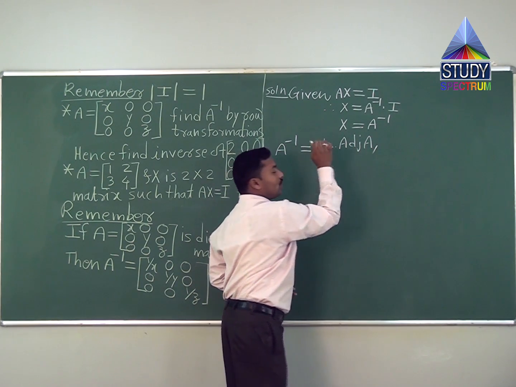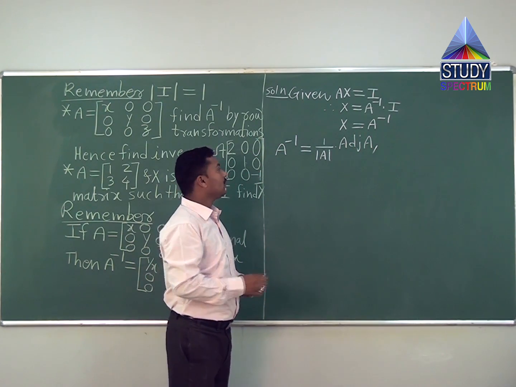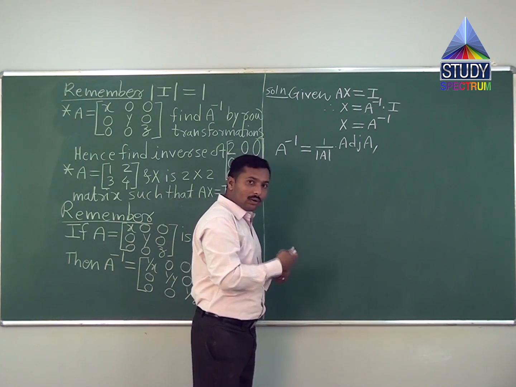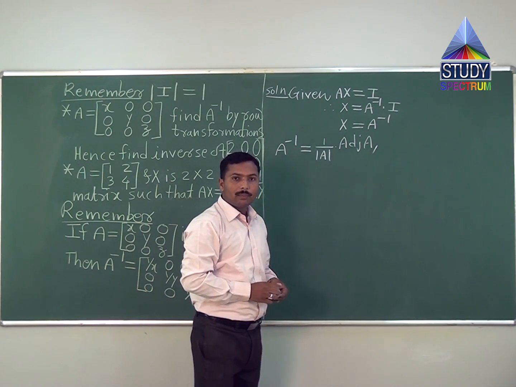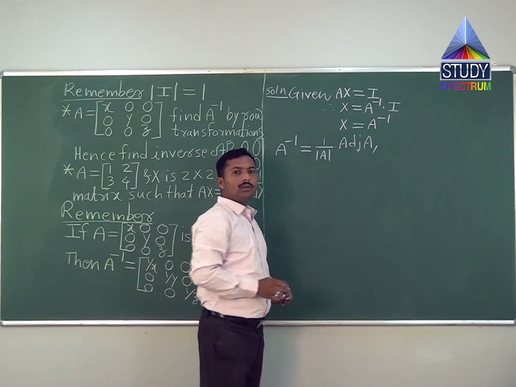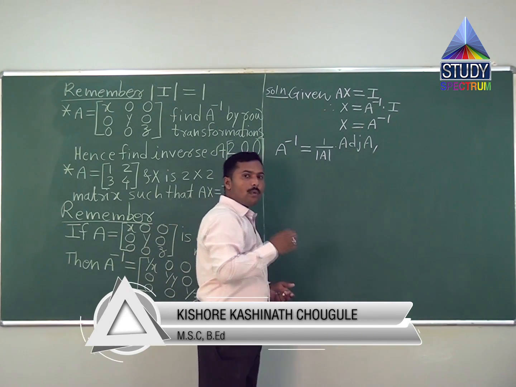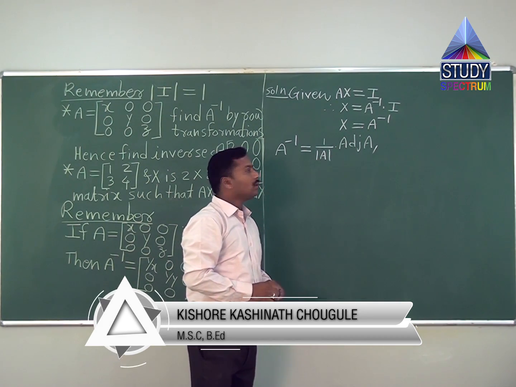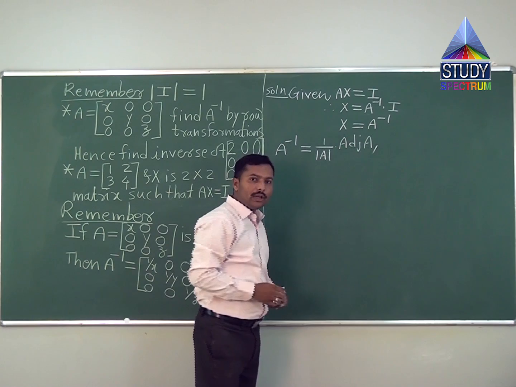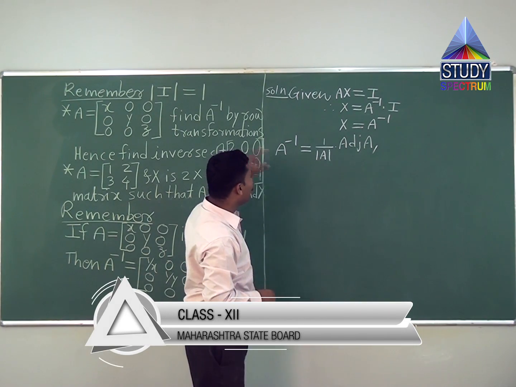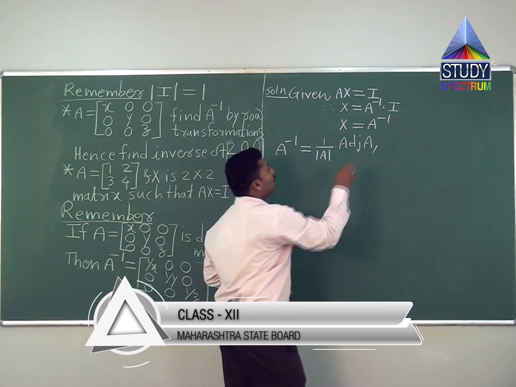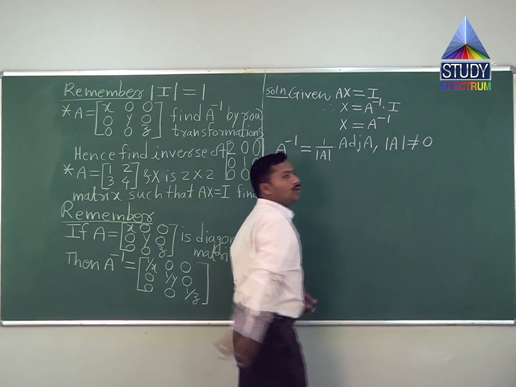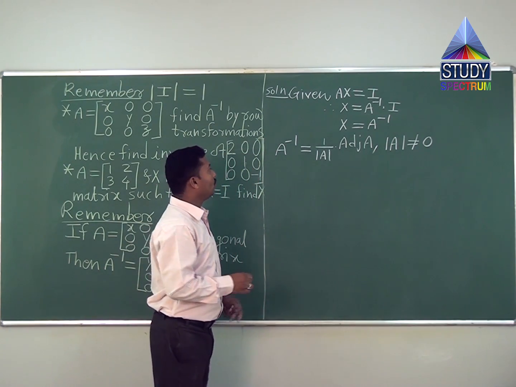What is the condition on determinant A? The condition is determinant A is not equal to 0. If the determinant is 0, then what happens? 1 upon 0 is infinity, any number upon 0 is always infinity. So infinity into the adjoint is infinity, and therefore A inverse does not exist. Therefore the condition is that determinant A is not equal to 0.